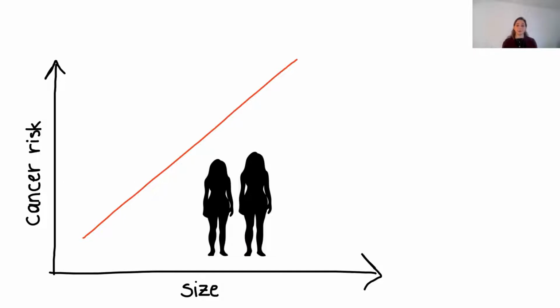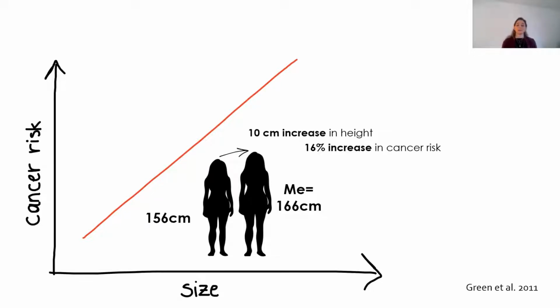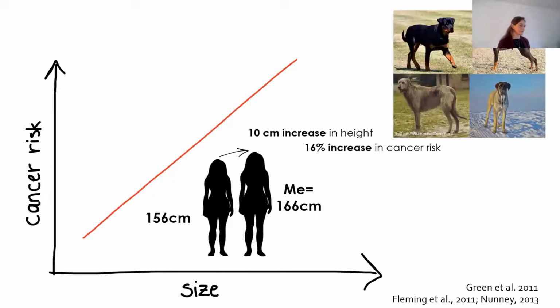Well, let's look within humans. And here I always show this example where I compare a woman 10 centimeters shorter with myself and say that a 10 centimeter increase in height is associated with a 16% increase in cancer risk. And it's not only humans that have this kind of association within species. For instance, in dogs, it's been shown that larger breeds of dogs have higher cancer risk.